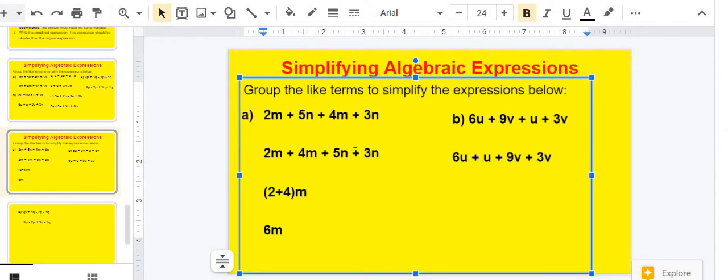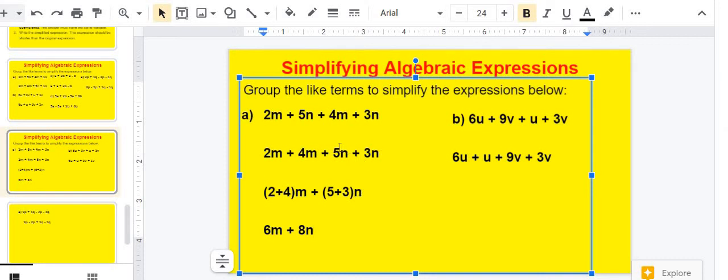Then we have the other pair of like terms, that would be 5n and 3n. Since there's a plus sign between these two terms, that means we are going to add their coefficients. And 5 plus 3 would give us 8n. Remember, we only add the coefficients and keep the same variable, or if there's any power, you're going to write the same power.